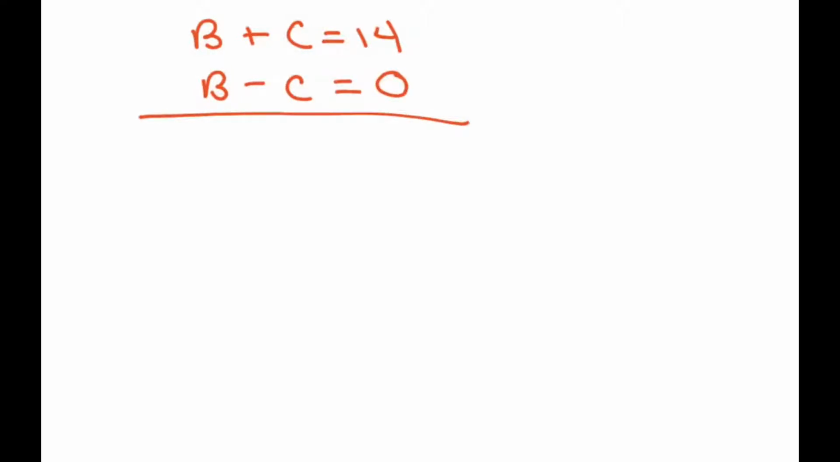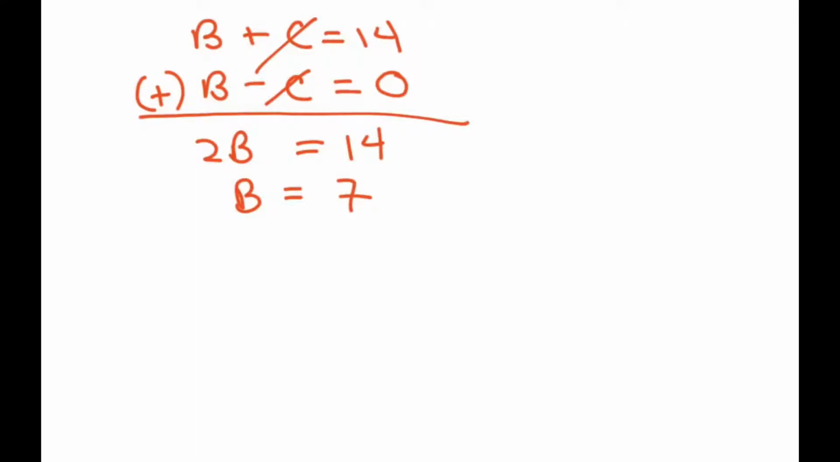All right, now I have my two equations. The first one we had was that B plus C equals 14. We also had B minus C equals 0. So combine these, just add them up. You get B plus B, we're adding, so that's 2B. These cancel. You get 14. Divide by 2, so B equals 7. So if B is 7, just plug that back in here, or this one. And if B is 7, so is C.